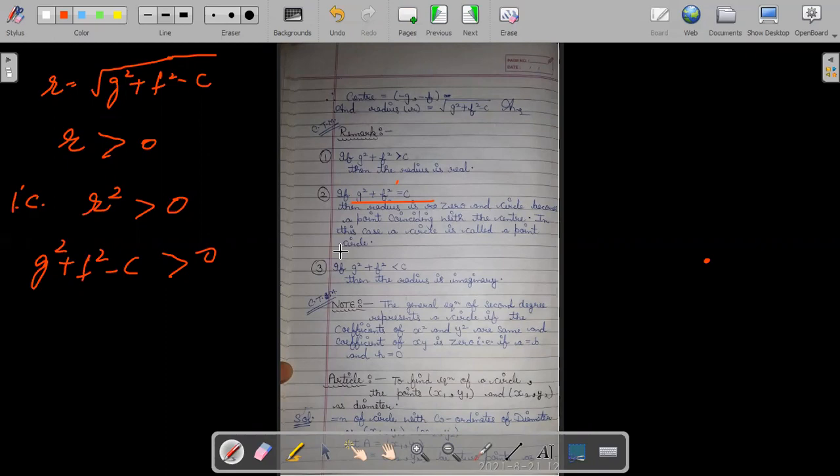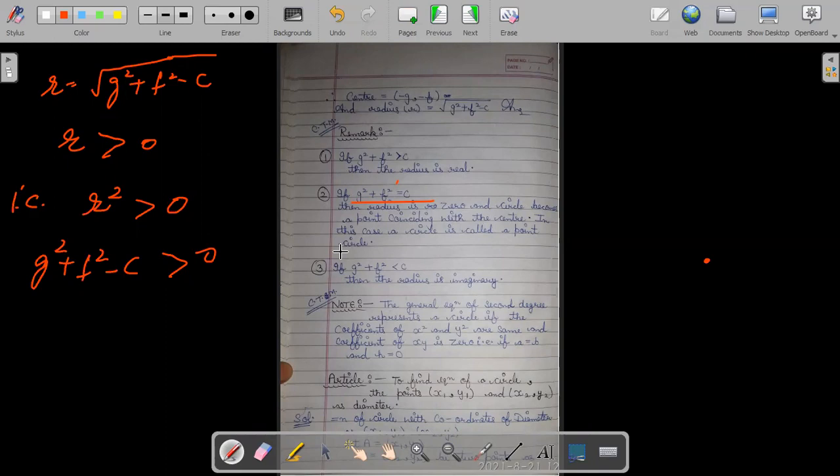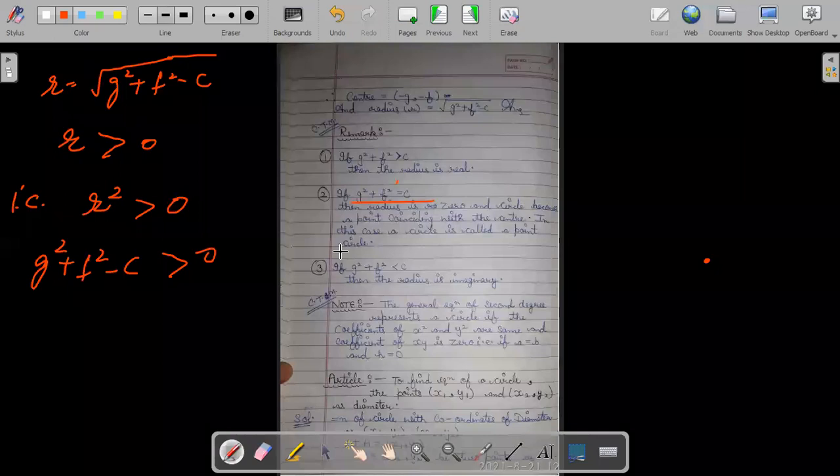If you see in the next note I have written, the general equation of second degree represents a circle if the coefficient of x square and y square are same and the coefficient of xy is 0. Is it clear, bache? Whatever we have done so far is all done from these 3 pages. Okay, so how much time we have? I think 1:30 बजे होता है.